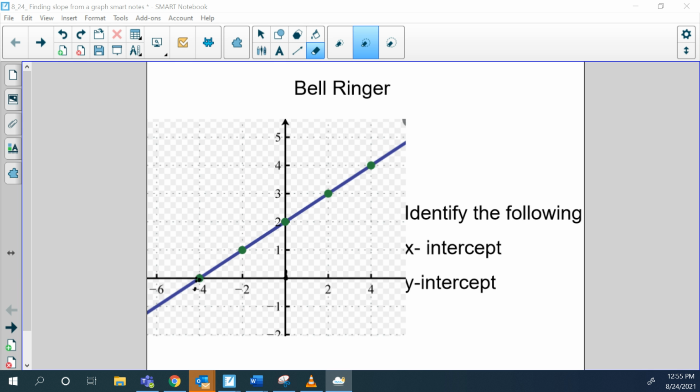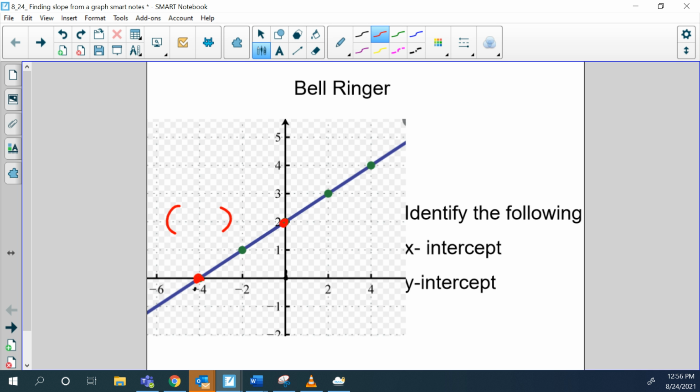All right, class. Let's go for the bell ringer. Here, you'll actually identify the x-intercept and the y-intercept. So remember, the x-intercept is where the line touches or crosses the x-axis. So here is my x-intercept, and I want the point as a coordinate. And the y-intercept, let me use a different color. I guess I'll use red too. So that's my y-intercept right there.